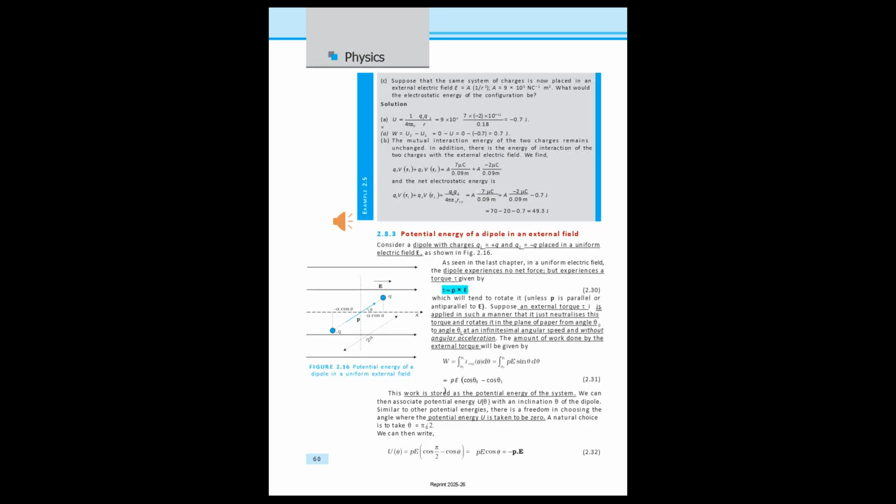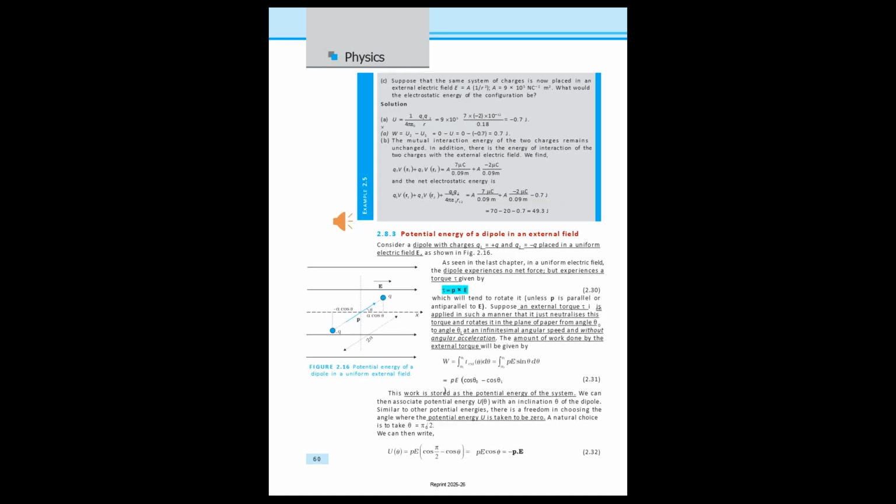Potential energy of a dipole in an external field. Consider a dipole with charges Q1 equal to plus Q and Q2 equal to minus Q, placed in a uniform electric field E, as shown in the figure 2.16. As seen in the last chapter, in a uniform electric field, the dipole experiences no net force, but experiences a torque tau, which is given by tau equal to P cross E, which will tend to rotate it unless P is parallel or anti-parallel to E.